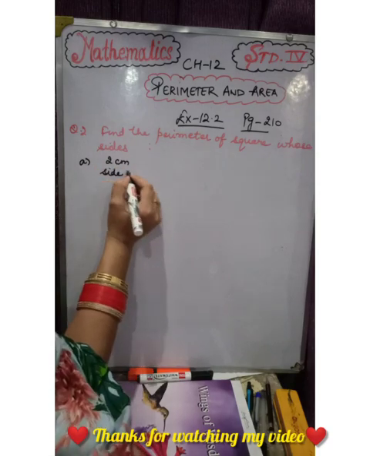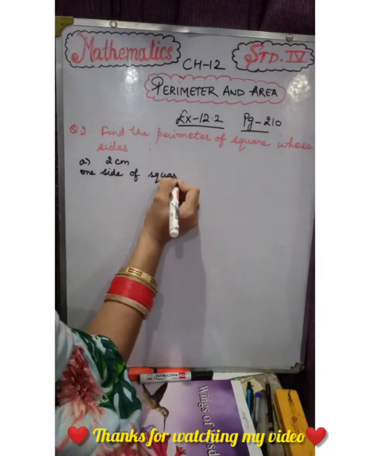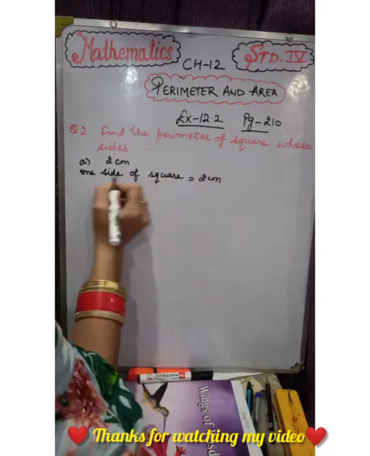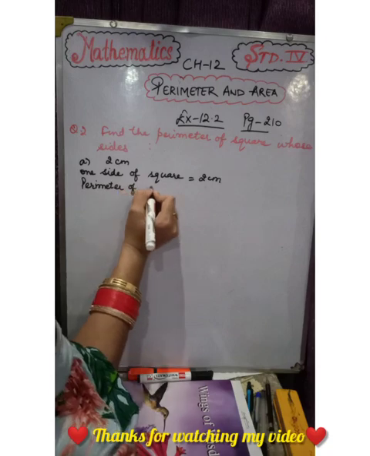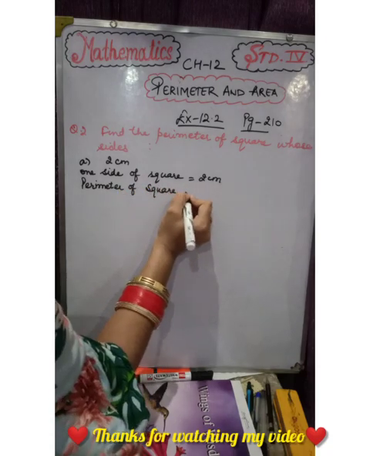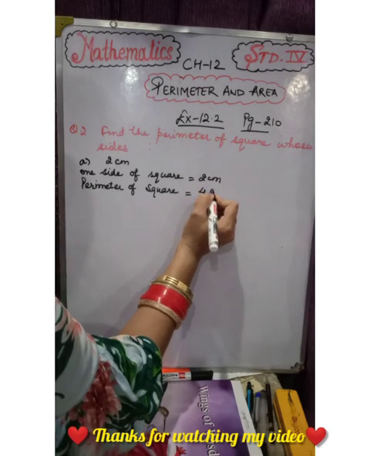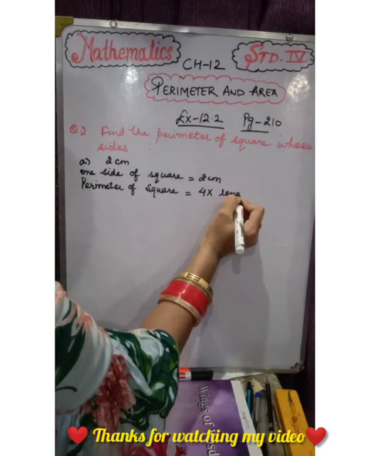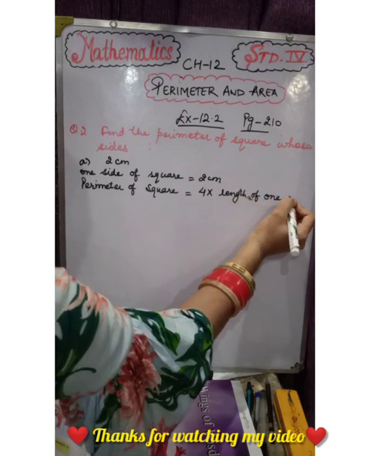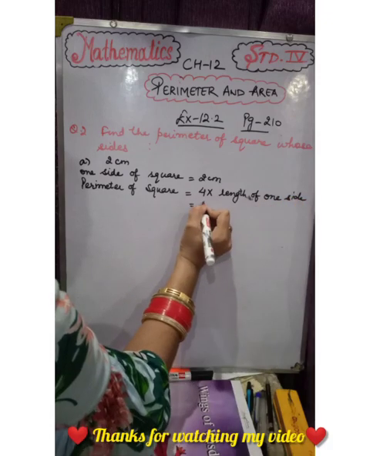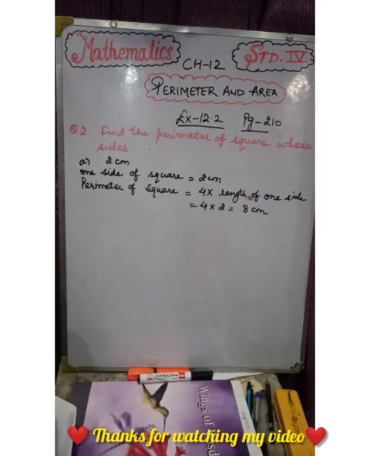Side of square. One side of square is 2 centimeter. Perimeter of square. What is perimeter of square? How many total sides in square? 4. Yes. 4 multiply length of one side. What is length of one side? It is 2. 4 into 2, 8. 8 centimeter is the answer.